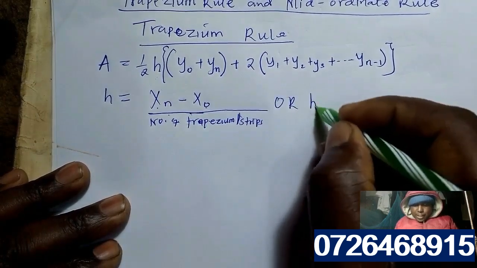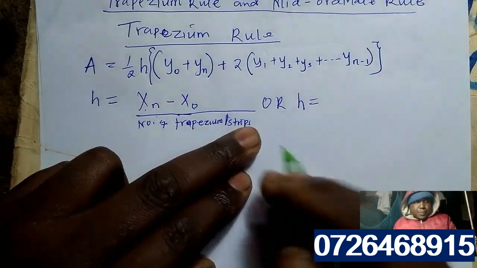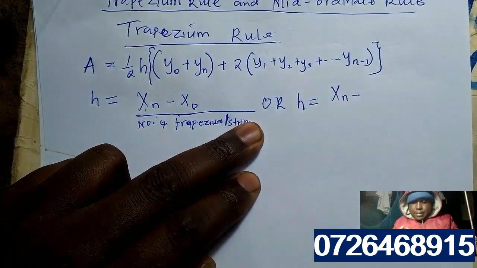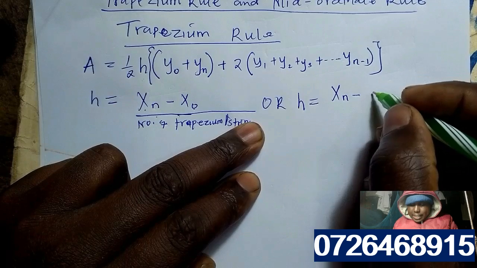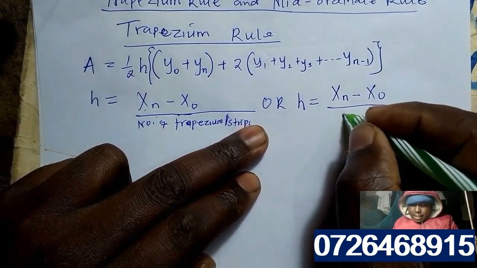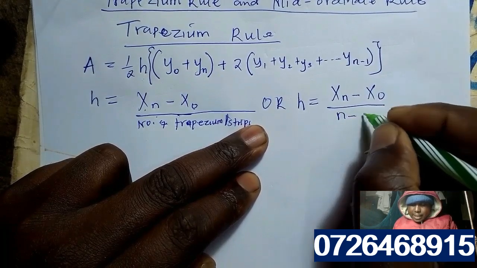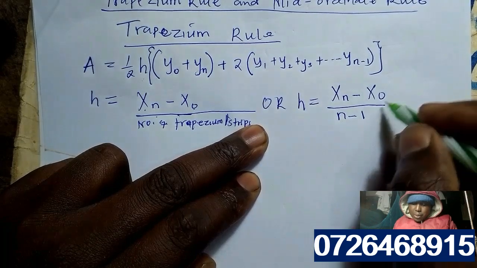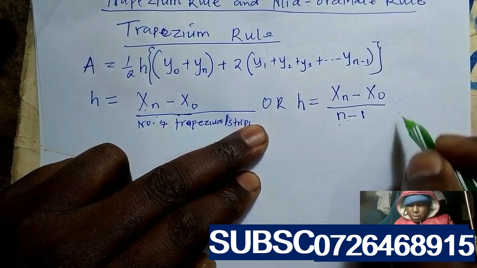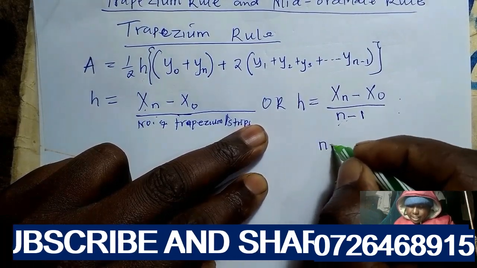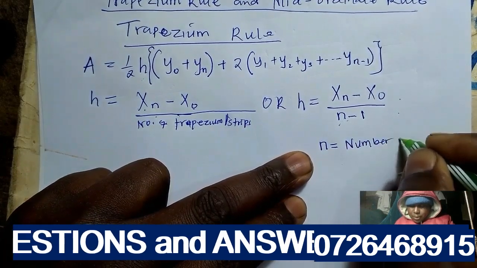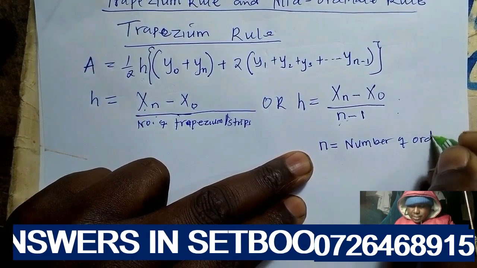Or h is equal to (xn minus x naught) divided by (n minus 1). Whenever we are using this formula with n minus 1, what is n? N is equal to the number of ordinates.